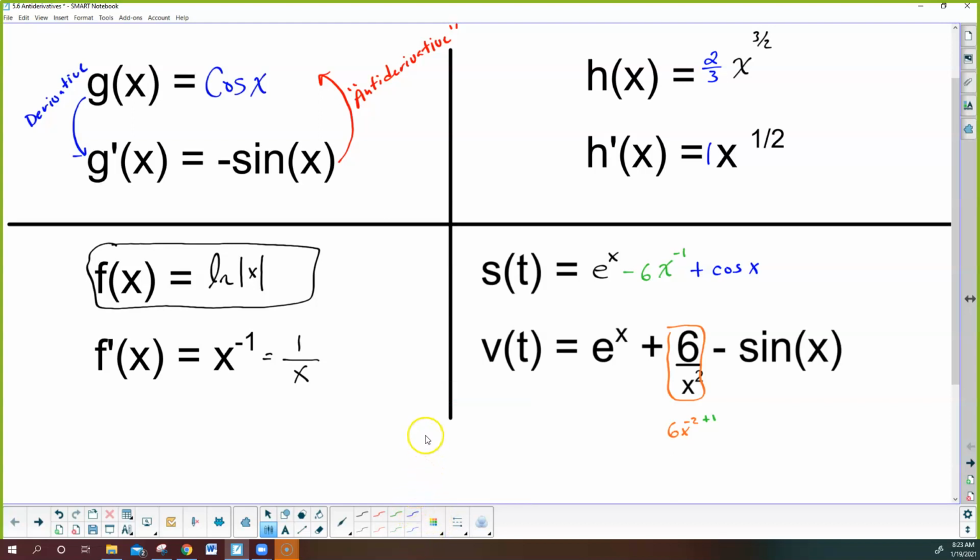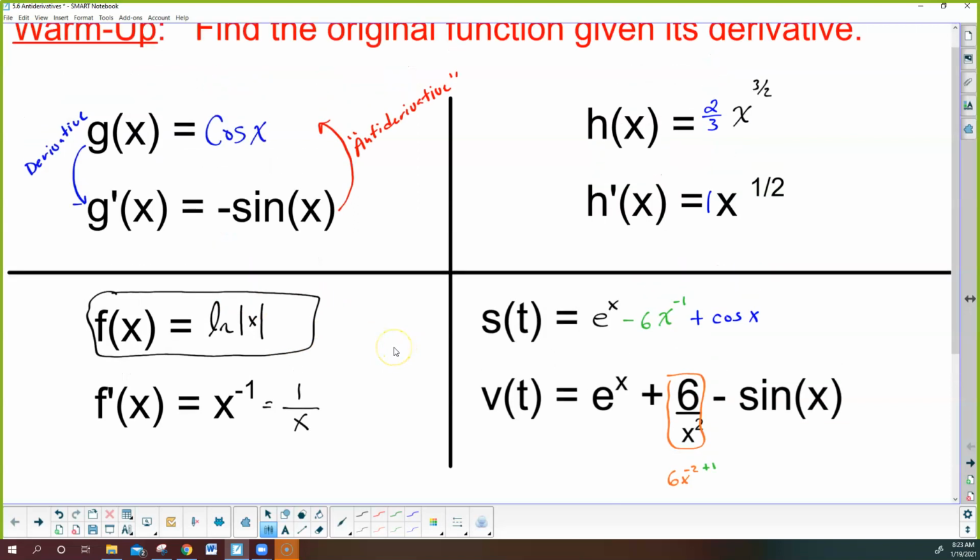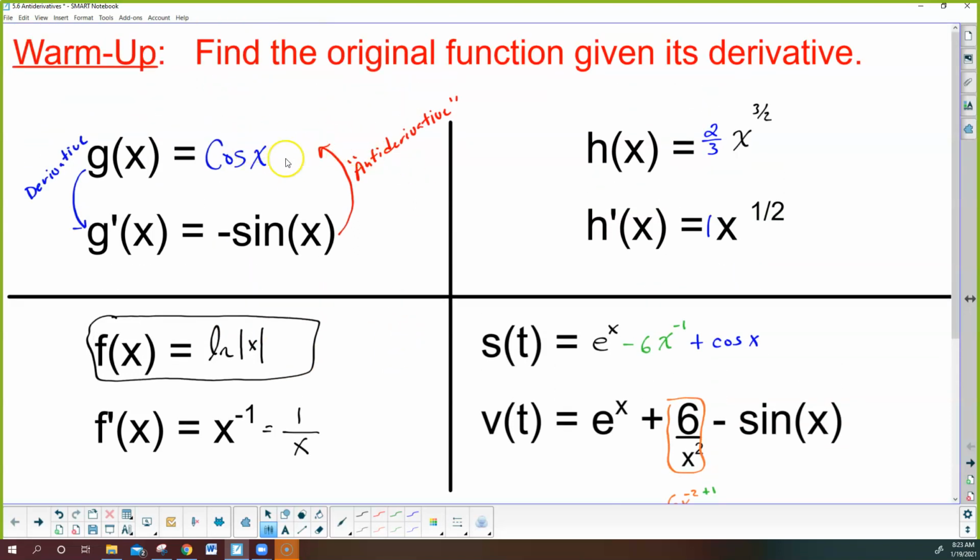Now, there's one thing that we have to talk about here, because technically, I could say none of these answers are right. Okay? And you might be thinking, why? Well, what if I put a plus 10 right here? That's a different function, right? If I looked at the graph of cosine x plus 10, the plus 10 is a vertical shift up. Or what if I put plus 100? Right? That's a vertical shift up 100 units.